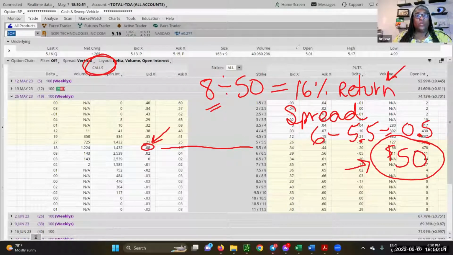Right? The reason I'm showing this is I want to show you that there are places in trades where there's a 50-cent spread between those strikes. And SoFi is not the only one. There are other ones that have 50-cent spreads as well. But I want to show you that they do exist.